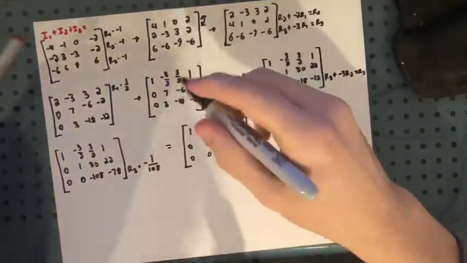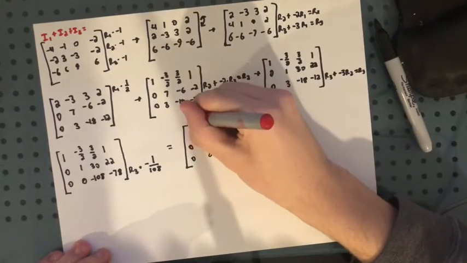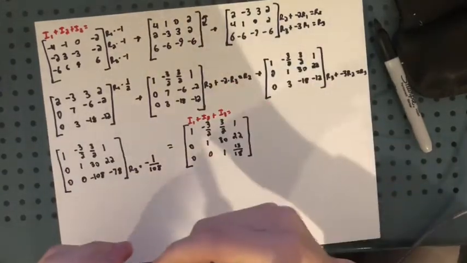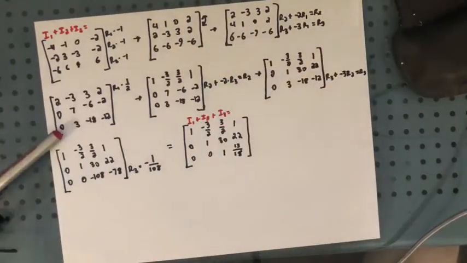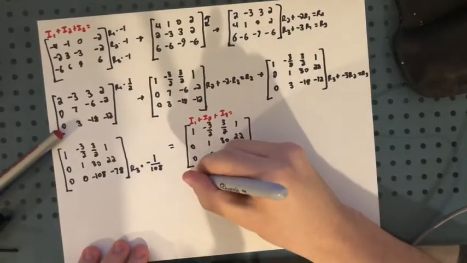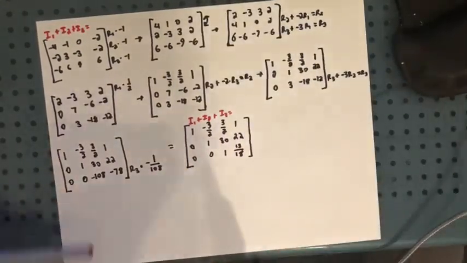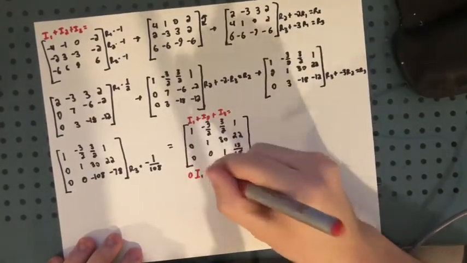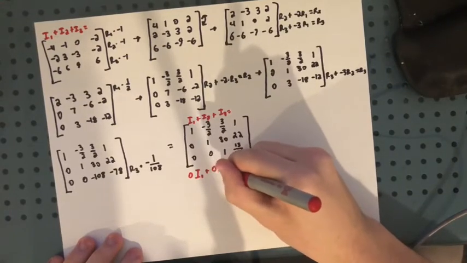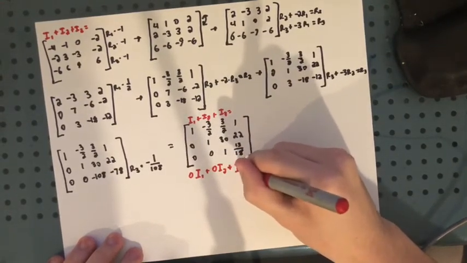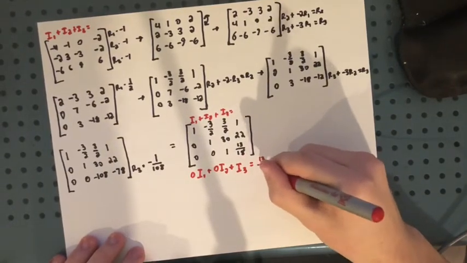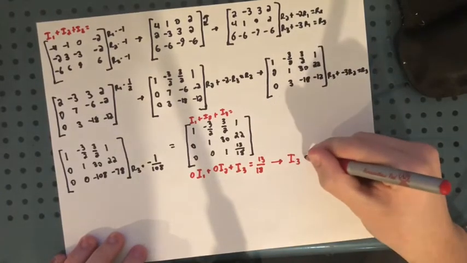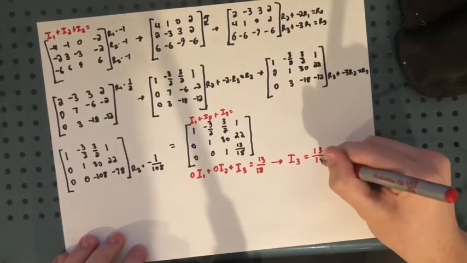Okay, now remember what we wrote up here. So this is equal to I1 plus I2 plus I3 equals. So now we can bring out this equation right here and say that, I'll do this in red, we're using this row right here, 0 times I1 plus 0 times I2 plus I3 equals 13 over 18. So now from this we can say that I3 equals 13 over 18.